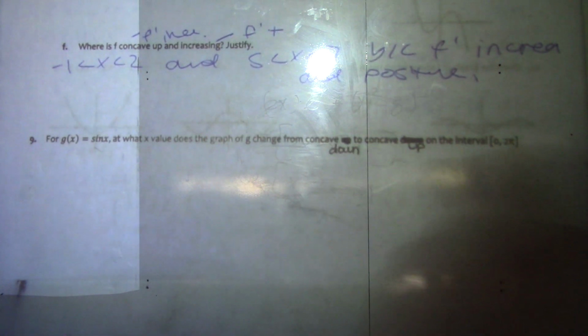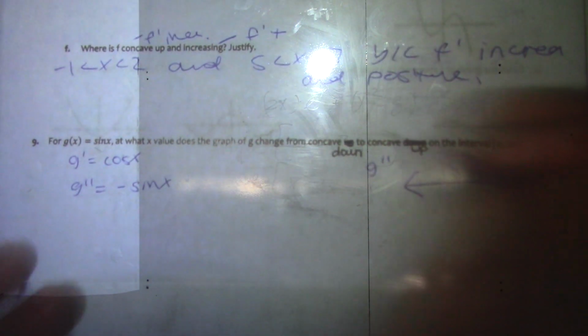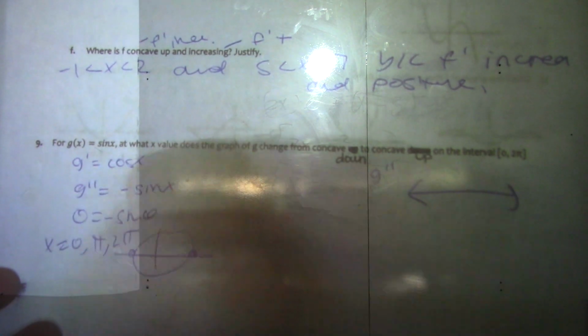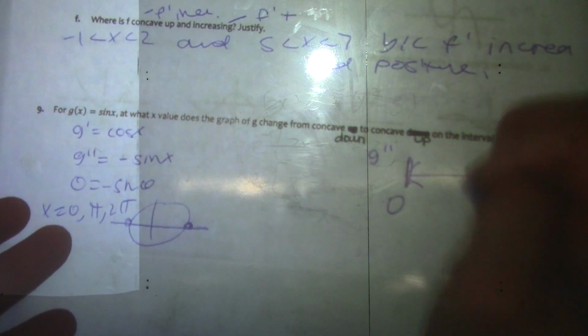G of x is sine. Where do we change from concave down to concave up? So g prime is cosine. G double prime is negative sine of x, because I want to find the g double prime number line. So I need to set this equal to 0, where sine is equal to 0: 0, pi, and 2 pi. So x equals 0, pi, and 2 pi. And I actually am only on the 0 to 2 pi interval, so I need to check at pi.